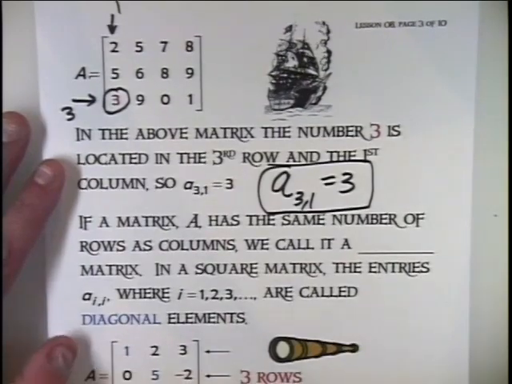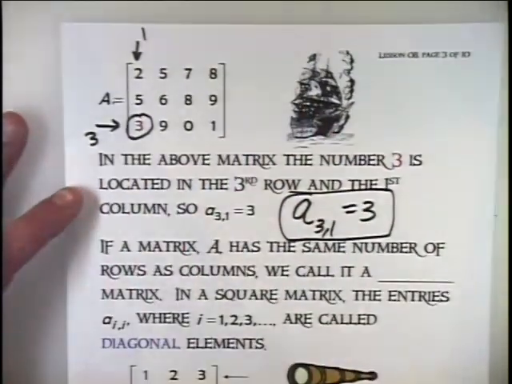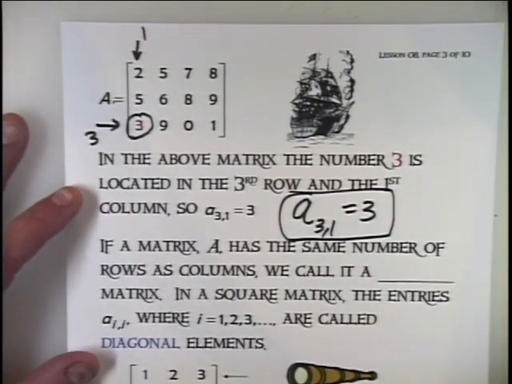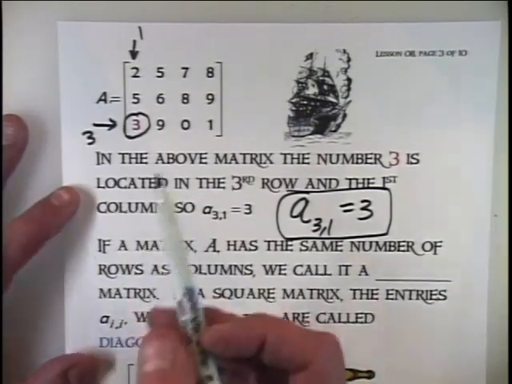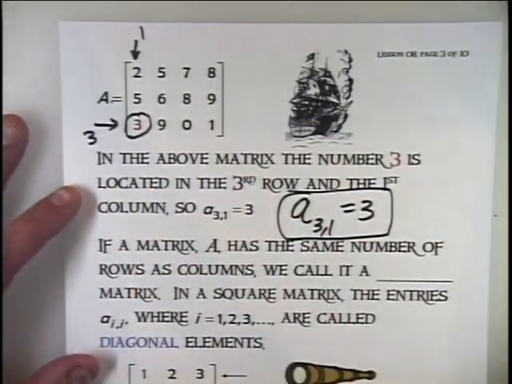So we say that little a, subscript 3, 1 is the number 3. Okay, so that's how we refer to specific locations in a matrix. It's very ordered, it's very structured. And we structure it by rows and then columns.